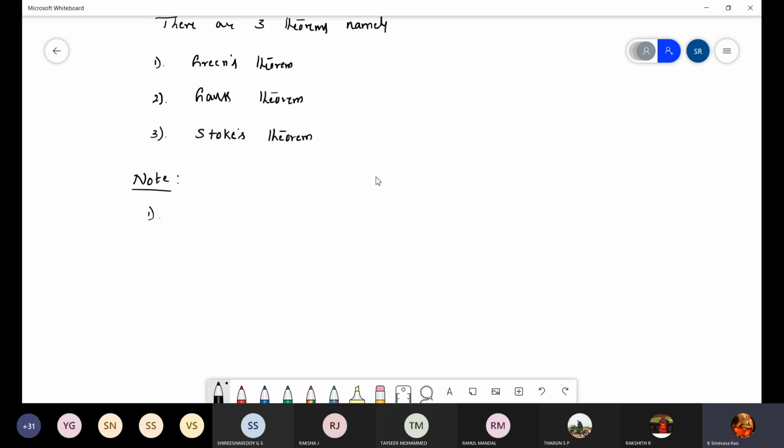First one. In this coordinate system, can you tell what is the equation of x-axis and what is the equation of y-axis? Anyone? I will just ask the basics. If you know, you tell me.